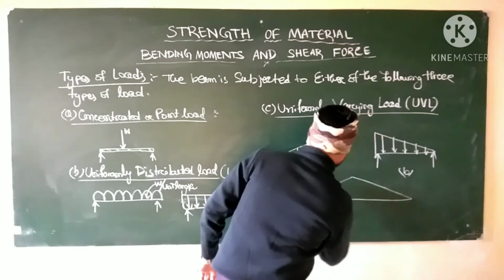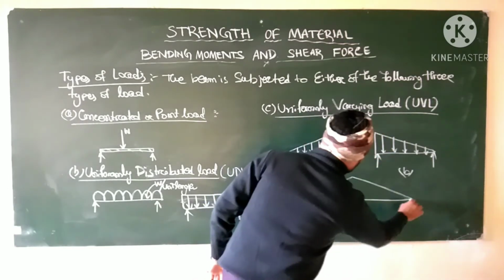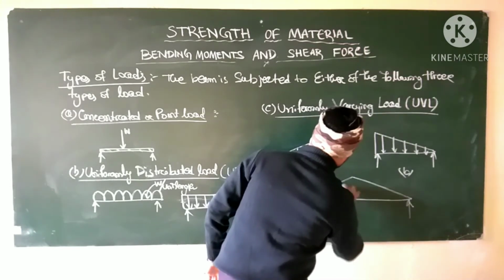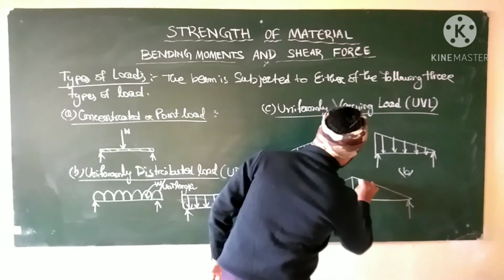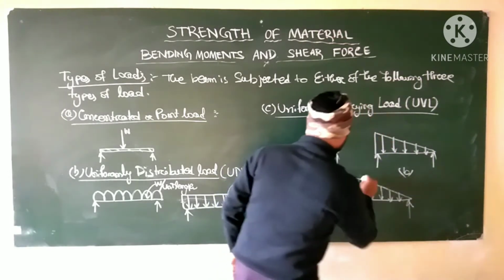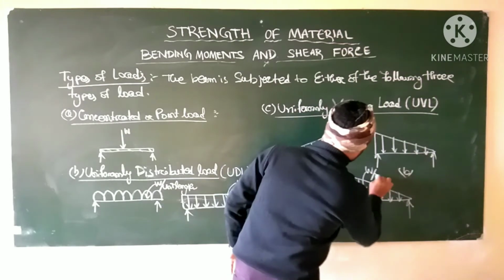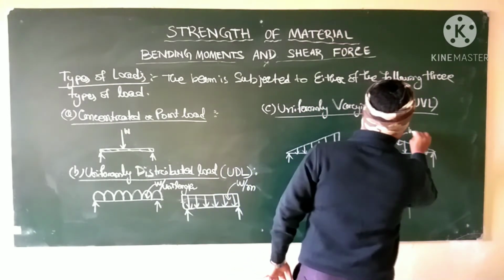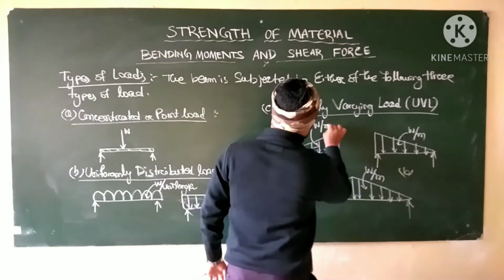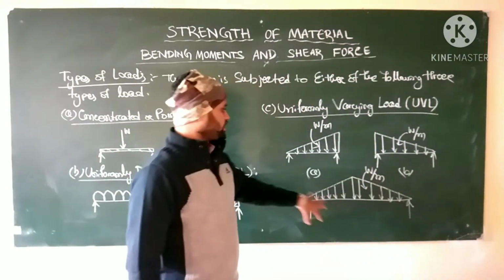Again another figure, where on the beam it first uniformly increases, then uniformly decreases. So here the load is W per meter, here also the load is W per meter, here also the load is W per meter.